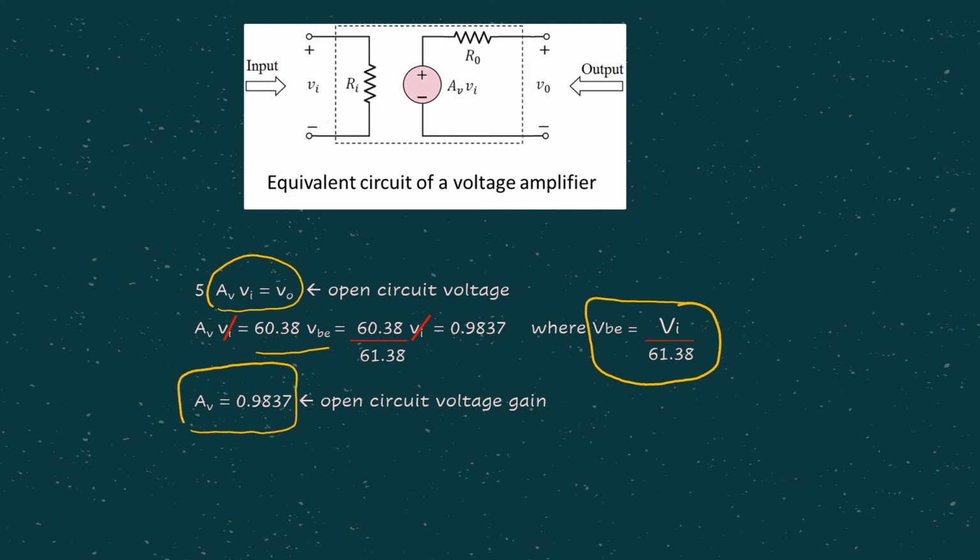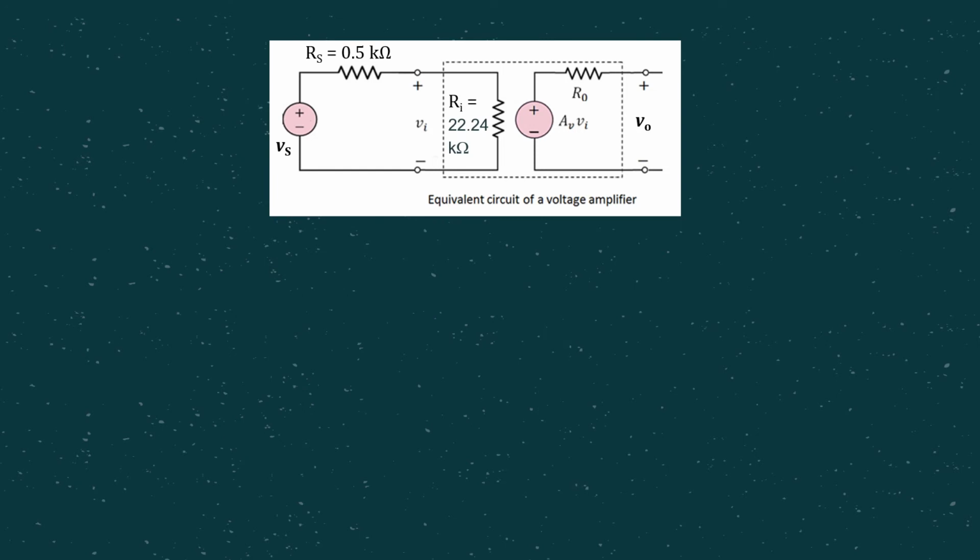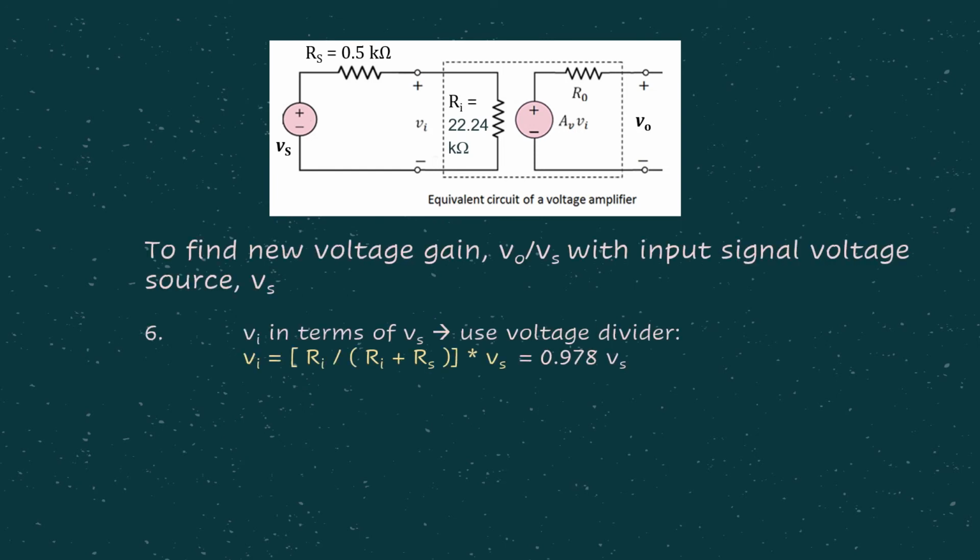0.9837. We are not done yet. We just found all the three important components, RI, R0, REQ, basically, then the AVVI. Then later obviously we can consider the source and the load. Remember, after we are done with the voltage amplifier model, we can consider the source and the load.